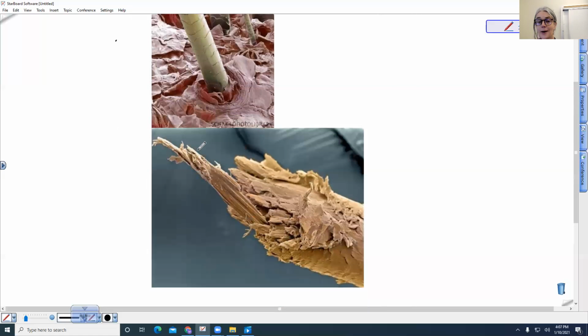When we have not had our hair cut recently, for example, and we let our hair grow out, oftentimes we get what are called split ends. And so this would be the end of the hair shaft, and you can see that pieces of it are kind of coming off. And that would also be keratin. So that's the inner part of your hair shaft.